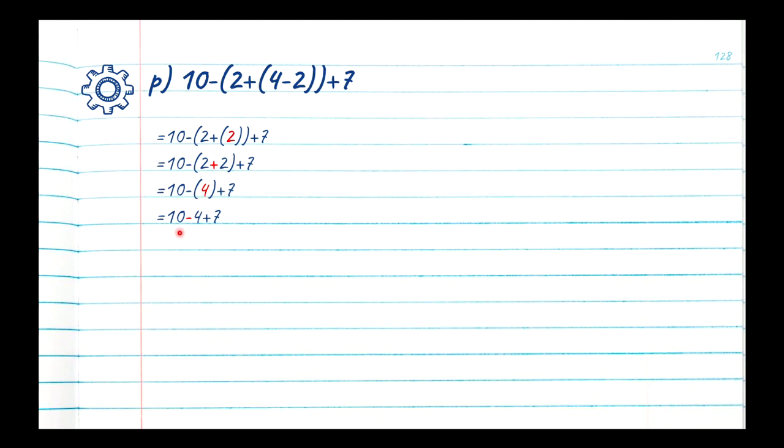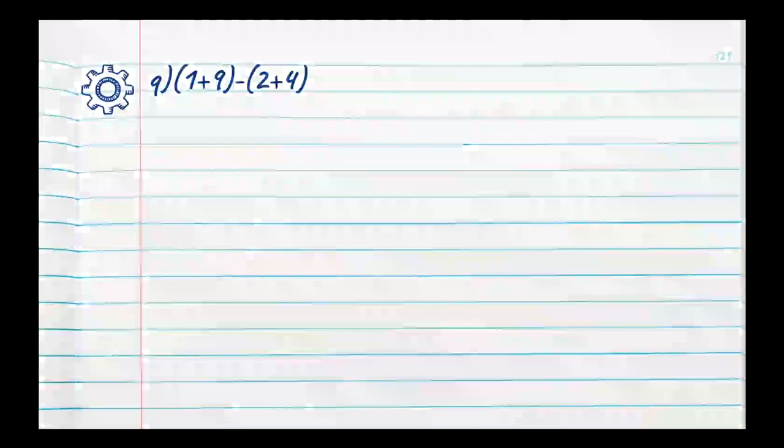So now we can go ahead and solve the first operation first. 10 minus 4 is equal to 6, and we drop the rest of the equation. 6 plus 7 is equal to 13, giving us a final answer of 13.